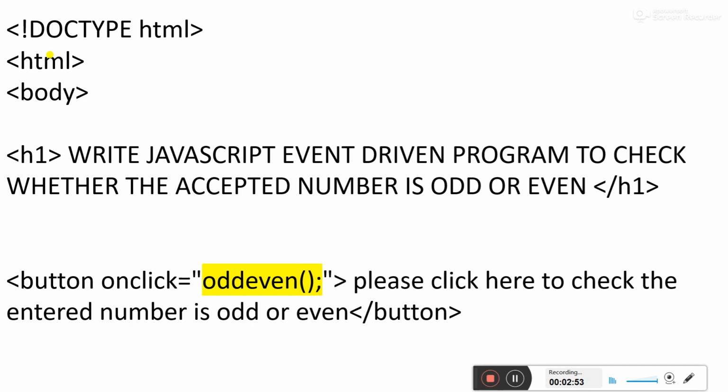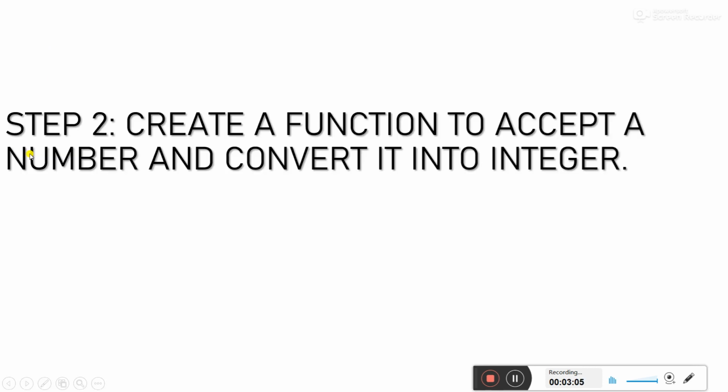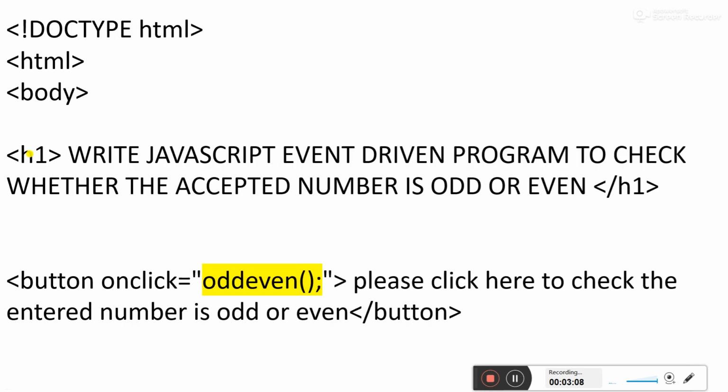Then after creating a body, we need to display the question. Okay, this is the question. We have displayed one heading by using the h1 tag. H1 is what? The highest level of heading. So we display the highest level of heading by using h1. And then we have written one statement: write a JavaScript event driven program to check whether the accepted number is odd or even. This is our question, right? We have kept this question in the h1 tag, the highest level of heading.